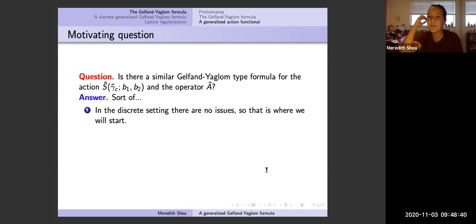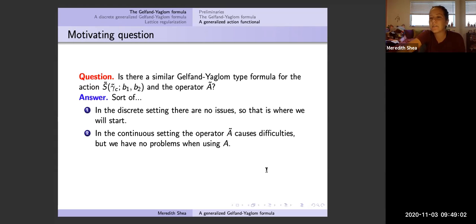So there's a few steps we took to break it down. We could never answer the question directly, but there's a few steps in the right direction we took. So the first thing we did was discretize everything. In the discrete setting, there are absolutely no issues. We get what we want. The only problem is it's just discrete.